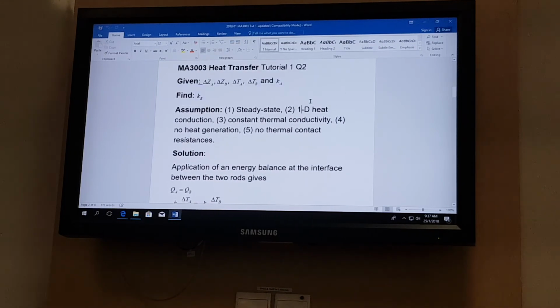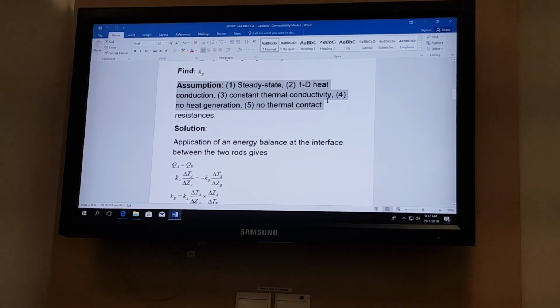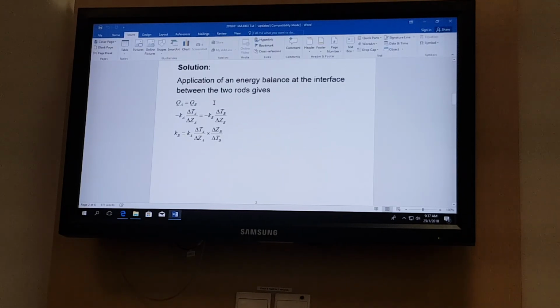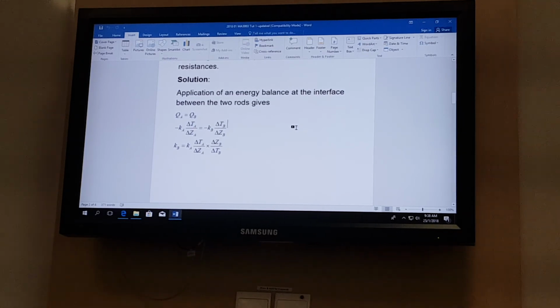Again, the problem statement gives you all the distances and temperatures. They ask you for Kb as a function of Ka, the distances, and the temperatures Ta and Tb. Those assumptions are quite universal. Of course, in some cases they don't apply, but then just remove them. Because the boundary is perfectly insulated, there is no flux, but you also have continuity of flux: Qa equals Qb. Then apply the Fourier law for both section A and section B.